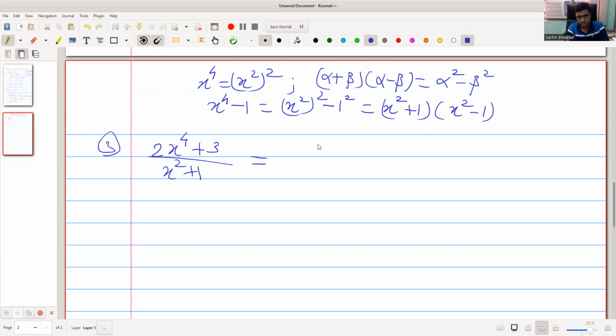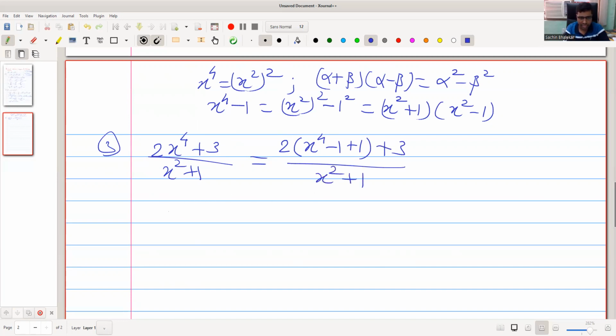So if we can write like this, then we can cancel this x square plus 1 in the denominator. Okay, this is one way. Of course, this example can be solved in many ways. So one of the ways is like this. We write this as 2. I don't have minus 1 here, so I can subtract and add. So x raised to 4 minus 1 plus 1. Okay, so it is same as x raised to 4. This is plus 3 divided by x square plus 1.